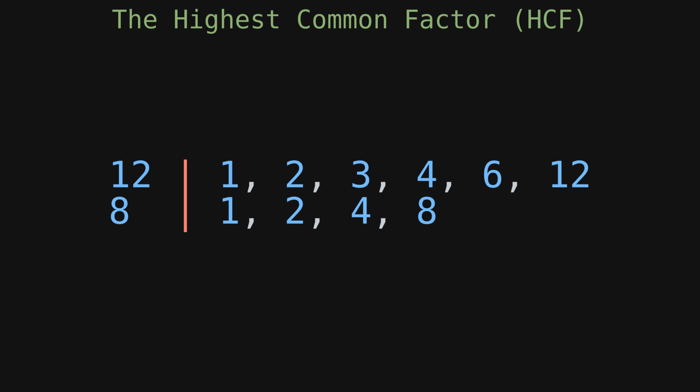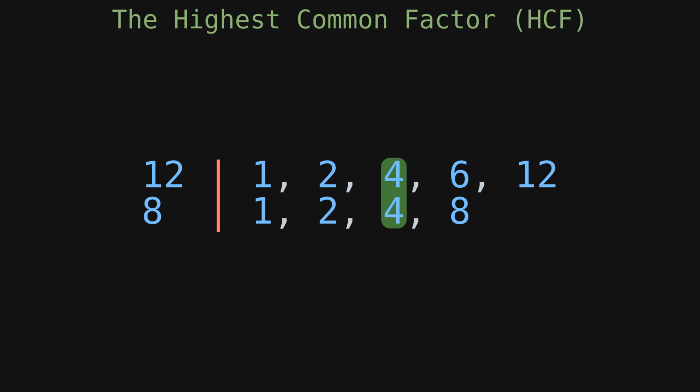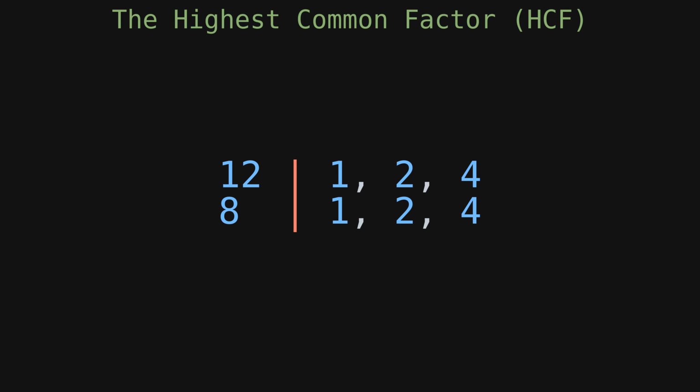After you have written the factors out, remove all the numbers that are not in both lists. In this example, 1 is a factor of both numbers, so we leave it. We also leave 2 because it is a factor of both numbers. 3 is only a factor of 12, so we remove it. We continue doing this until there are only matching pairs. The biggest of the numbers left is the highest common factor because it is the factor of both numbers and is also the biggest. In our case, 4 is the highest common factor.